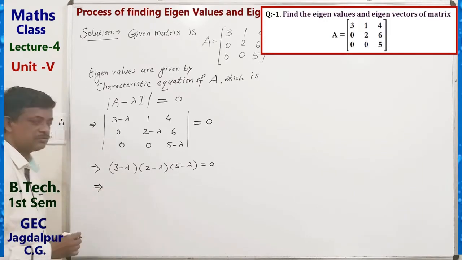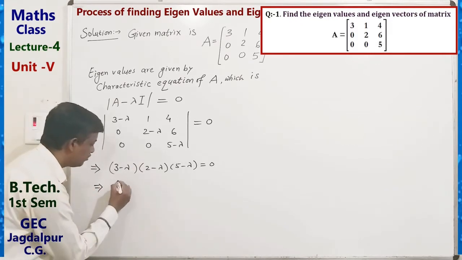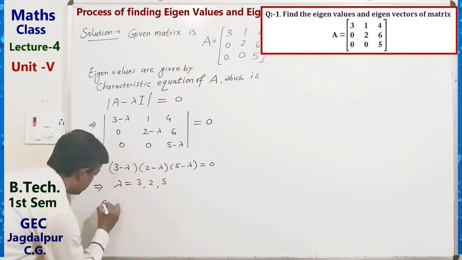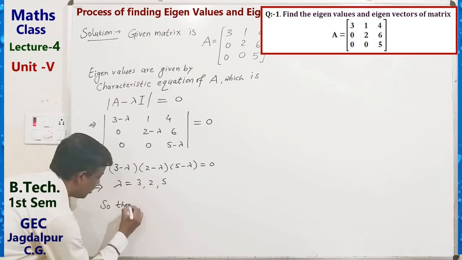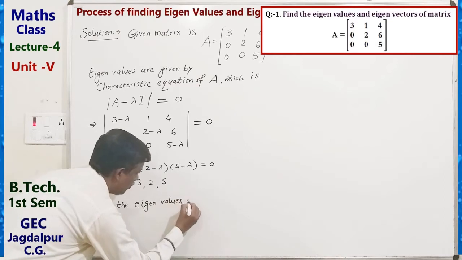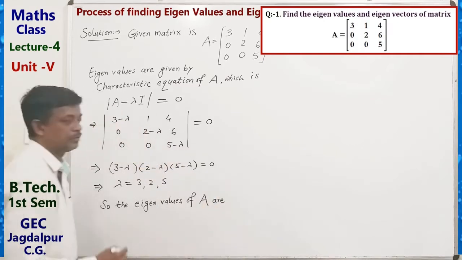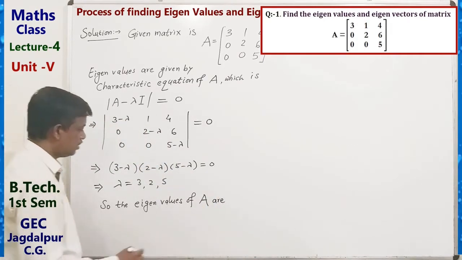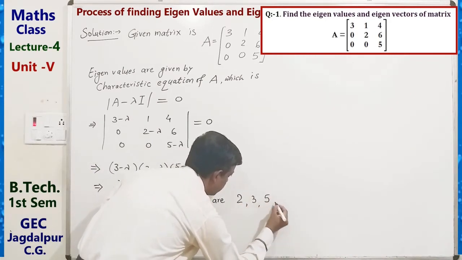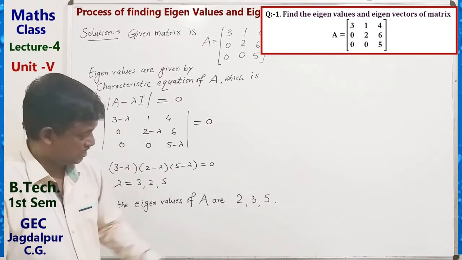But our target is what? Factorization. Here it is already factorized, so we can get the values of lambda equal to 3, 2, 5. So the eigenvalues of A are 2, 3, 5. All are distinct eigenvalues.